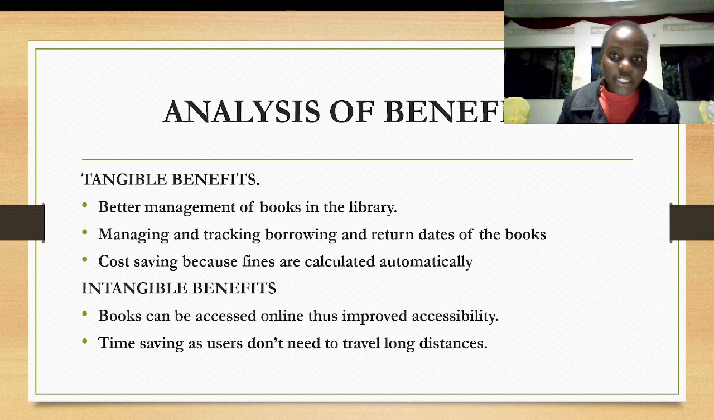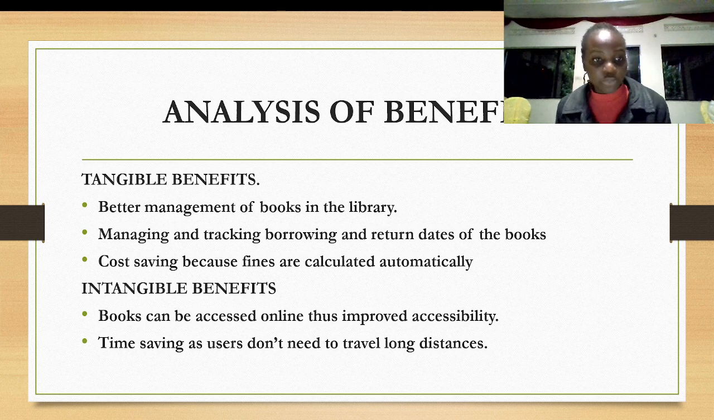So you have the analysis of the benefits of this system. You have the tangible and the intangible. For the tangible benefits, you have better management of books in the library. You have managing and tracking borrowing of books and return dates of the books. It is cost saving because fines are calculated automatically. Then you have the intangible benefits. Books can be accessed online, thus improved accessibility. We have time saving as users don't need to travel long distances.